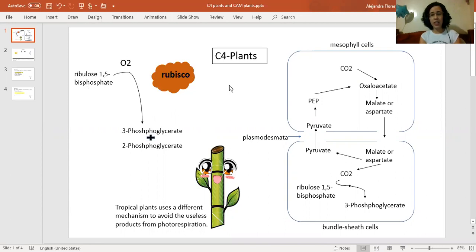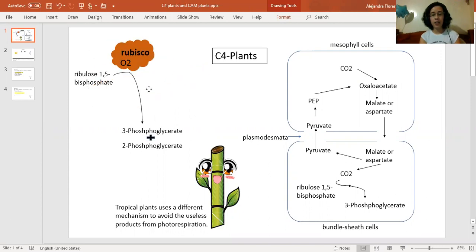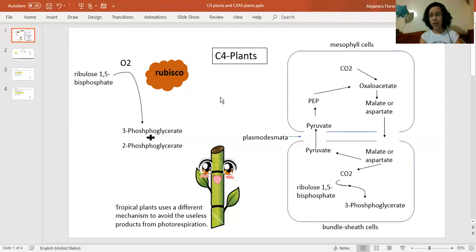However, Rubisco is not only able to fixate CO2, it also has the possibility of fixating oxygen into ribulose 1,5-bisphosphate in a process called photorespiration. However, this is different from our respiration because it doesn't yield energy and actually produces useless products. And it's really costly to recover all of these carbons. So there are plants that have different mechanisms to minimize this type of photorespiration.